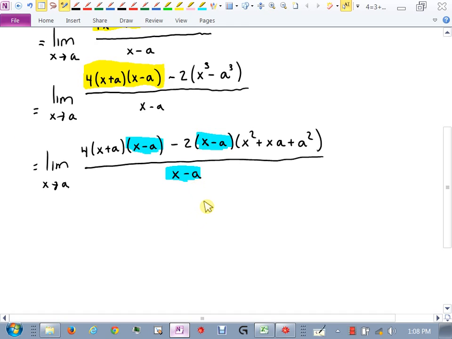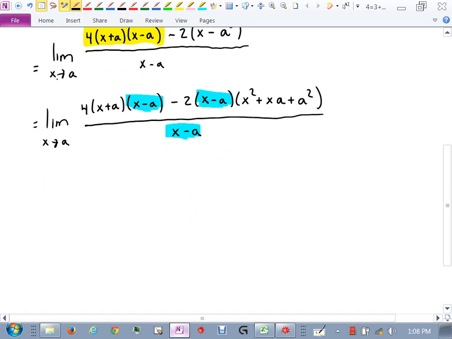All right. So what I'd be left with is limit as x approaches a of 4x plus a minus 2 times x squared plus this, my gosh, okay. No more over. So what do you do at this point? Let all your x's become a's.